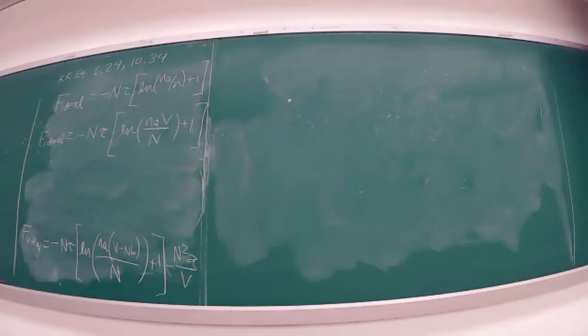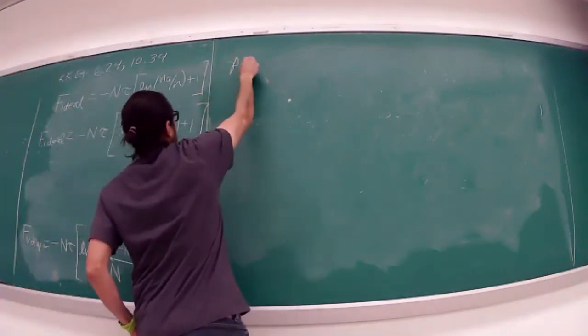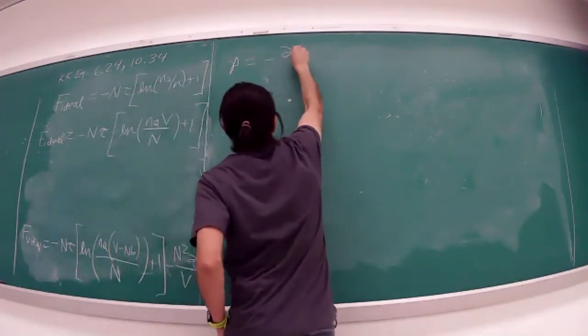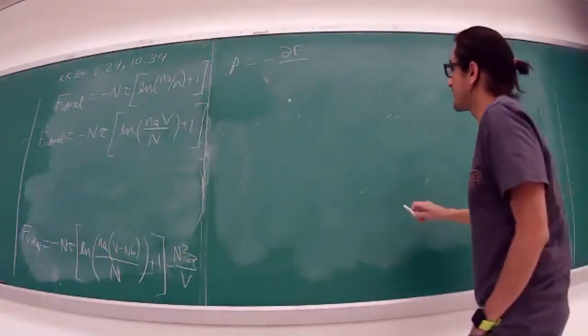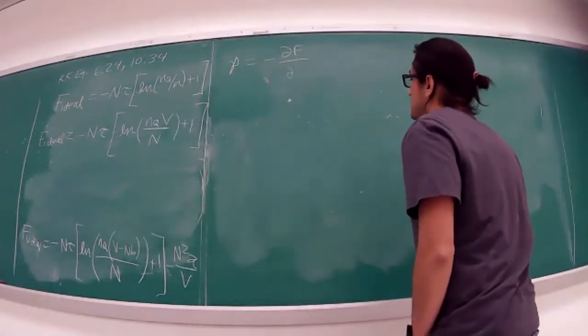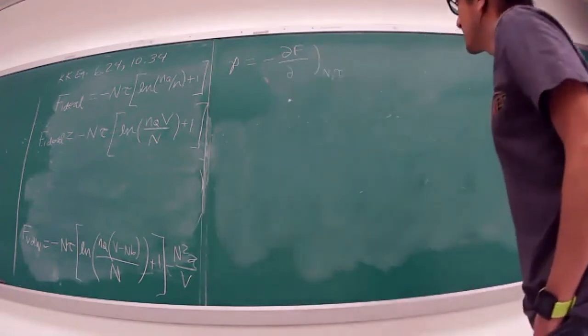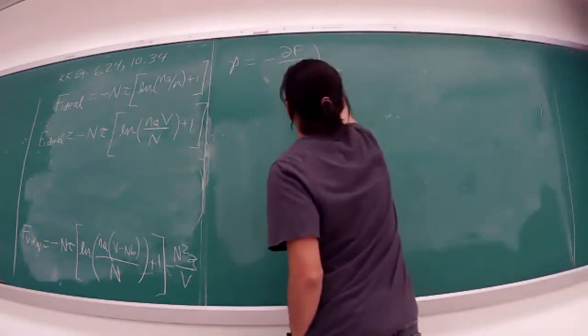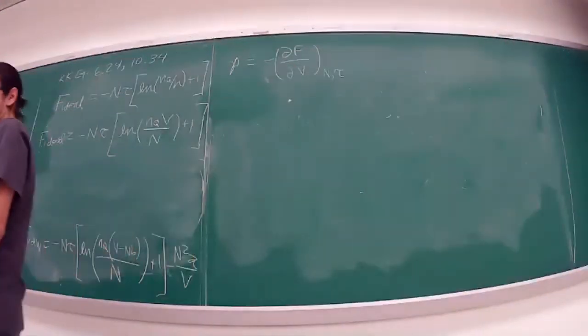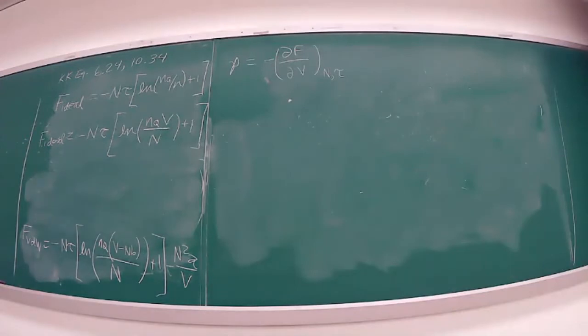So we know that the pressure is minus the free energy with respect to the volume, at constant N and tau. So then if we take the derivative with respect to volume of this thingy, we will get the pressure.